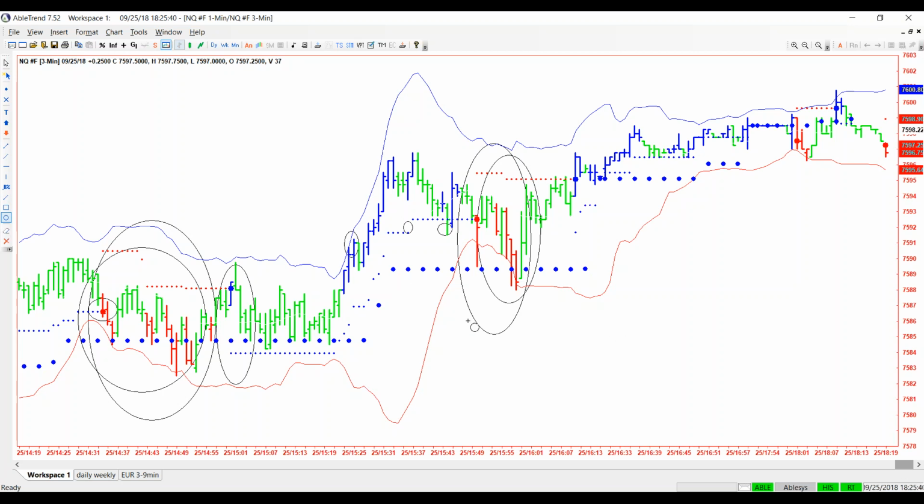These are 1 minute bars with a 3 minute guidance chart, the 3 minute bigger dots. In other words, this is a 1 minute, 3 minute combination. That's what makes it work so well. It's 2 time frames combined into 1 chart.